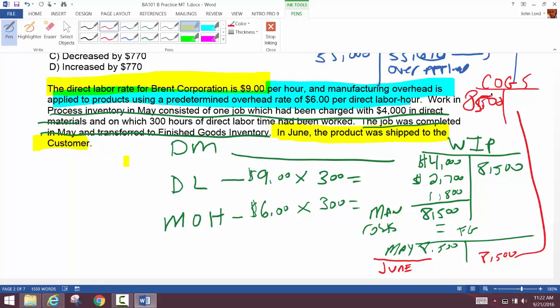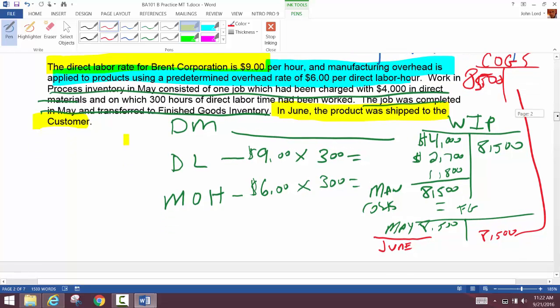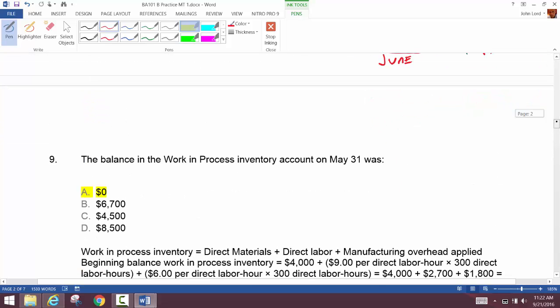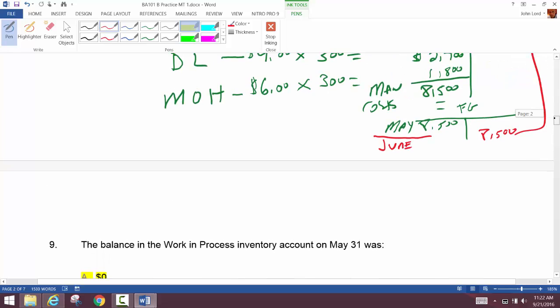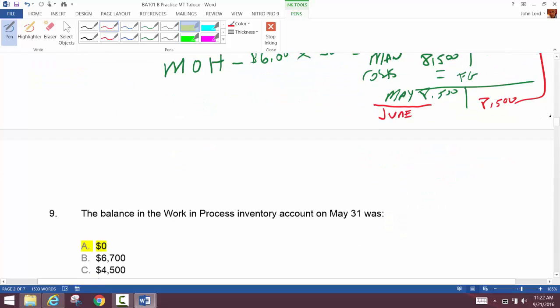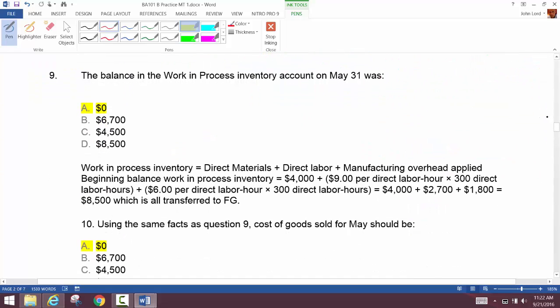Okay. Now, this is what I don't like. If I had to do it all over again, I wouldn't have put this question on this test the way I did. I ask you the balance in the work in process department on May 31st. The answer is 0 because I would have transferred it out. See how it got a little tricky? Everyone wants to put 8,500 as the balance in May, but I transferred it out in May, didn't I? So it's actually 0. May 31st, I transferred out 8,500, right? Is there a question on the fact pattern?